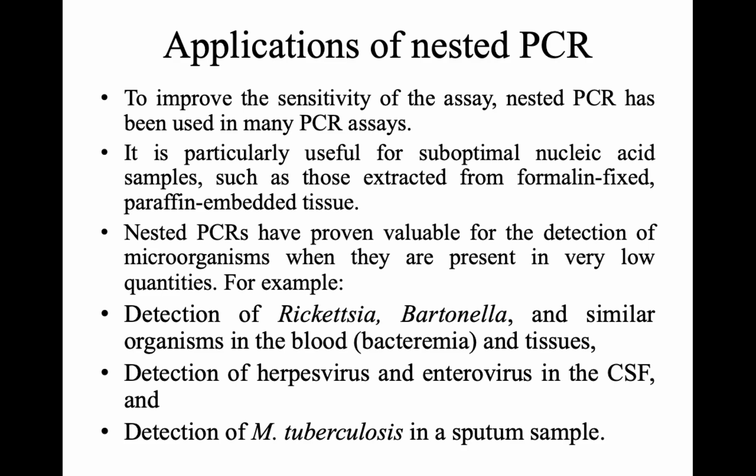Apart from that, nested PCRs have proven valuable for the detection of microorganisms when they are present in very low quantities. For example, in the detection of rickettsia, Bartonella, and similar organisms in blood and tissue samples. These pathogens are present in the samples in low quantity, so we need to choose a PCR with high sensitivity and also specificity. At that time we can choose the nested PCR.